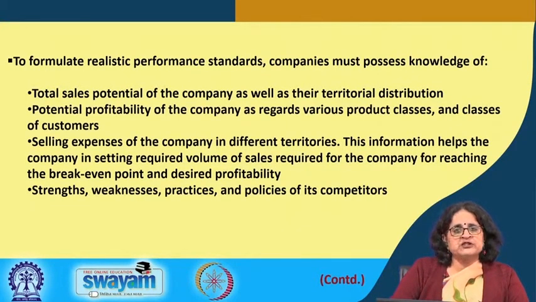So companies must possess knowledge about the selling expenses, and they must also possess knowledge about the strengths and weaknesses of the competitors, their policies, their practices, their market share, etc. So to formulate realistic performance standards, companies must have knowledge about, one, the total sales potential overall as well as territorial distribution; two, the potential profitability of the company with respect to different kinds of products that they are manufacturing and selling, as well as the classes of customers that they are dealing with; three, the selling expenses of the company across territories; and fourth, they must also be aware of competitors' strengths and weaknesses, their market share, the products that they sell, and their selling policies and practices.